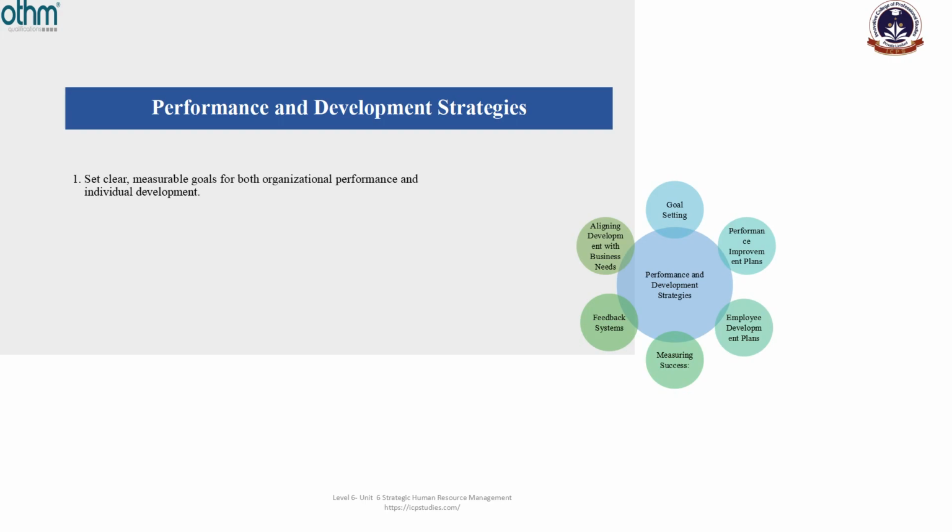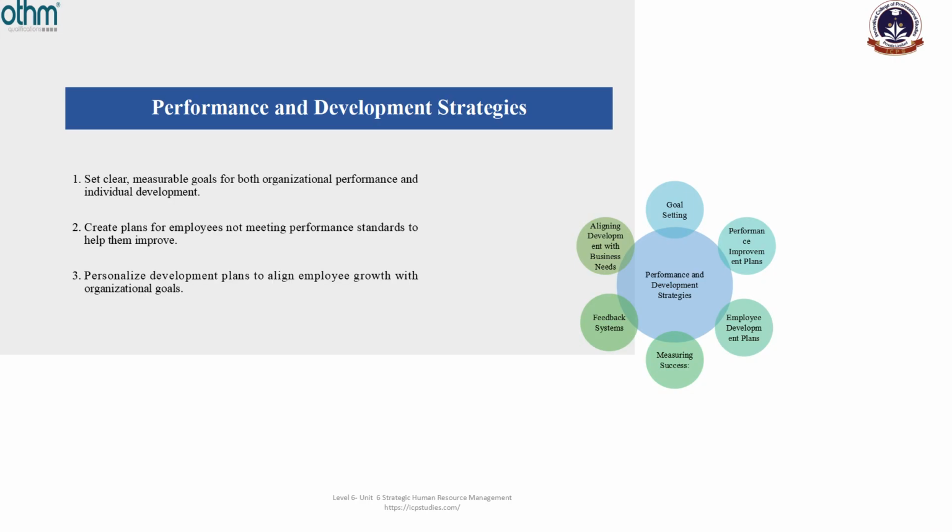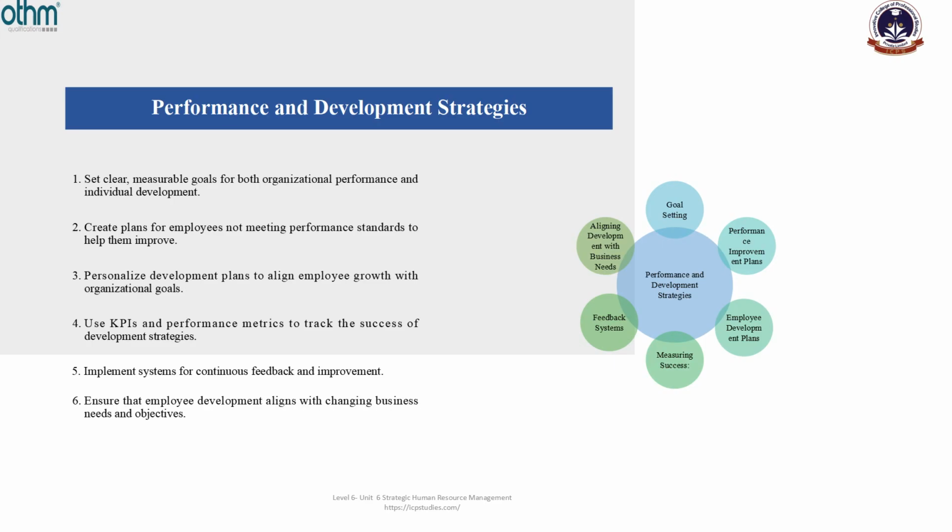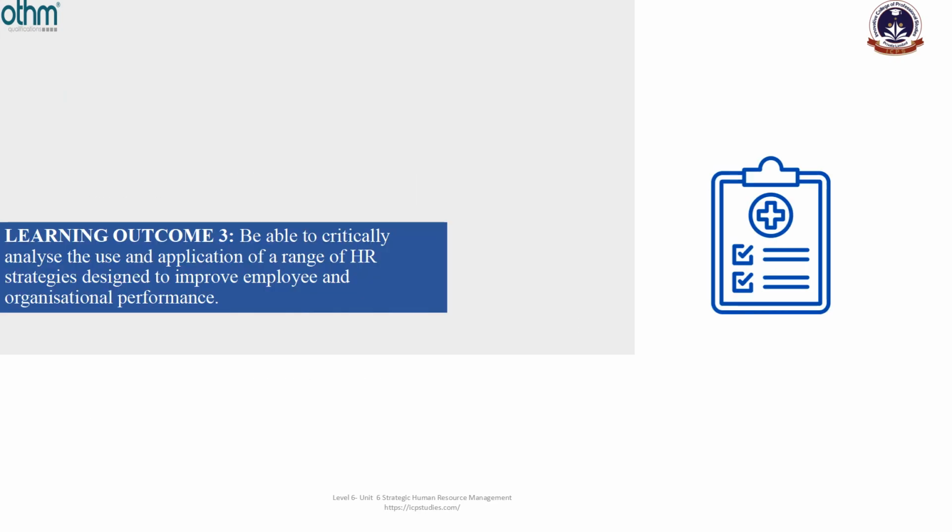First, we have to set clear and measurable goals for both organizational performance and individual development. Then we have to create plans for employees not meeting performance standards to help them improve. Then we personalize the development plans to align employee growth with organizational goals. Then we can use different KPIs and performance metrics to track the success of development strategies. And then we have to implement a system for continuous feedback and improvement. And at last, we have to ensure employee development aligns with changing business needs and objectives.